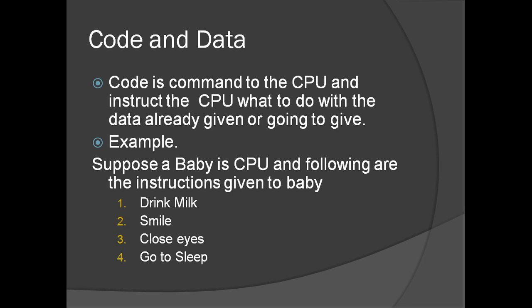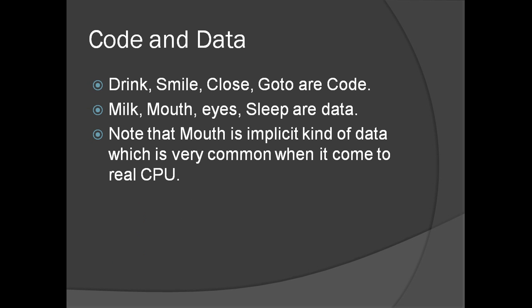Let's analyze the code and data in this. Code is drink, smile, close, go to. All the verbs are code. All the nouns like milk, mouth, eyes, sleep are data. Note that mouth is implicit kind of data for smile, which is very common when it comes to a real CPU.